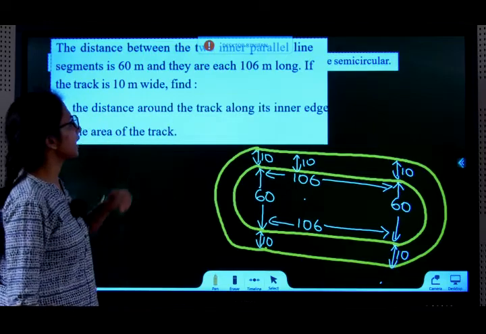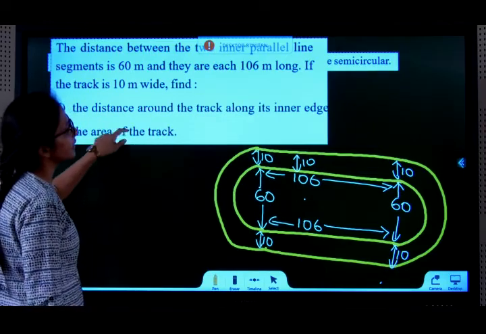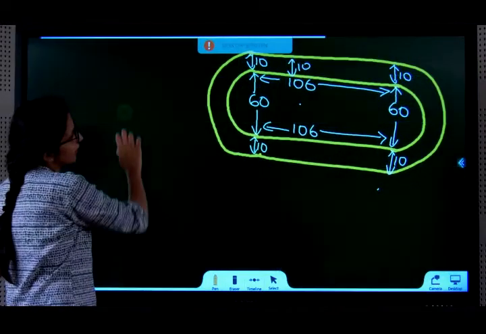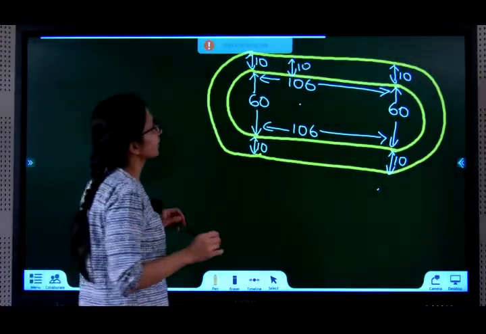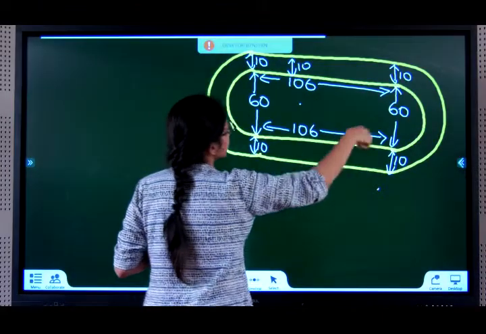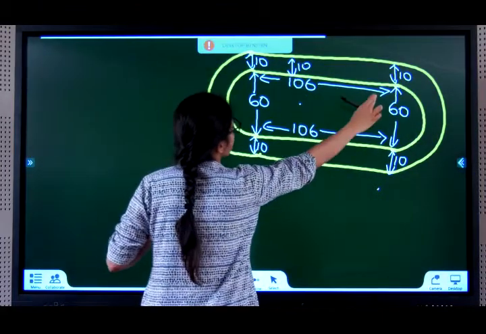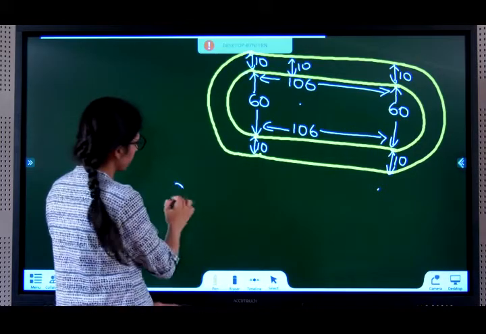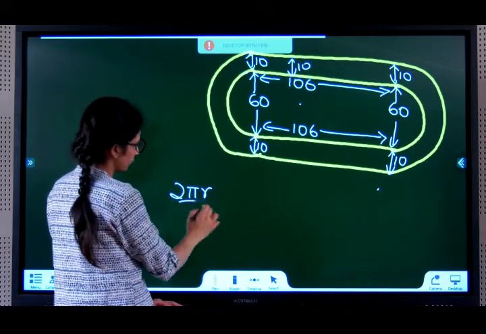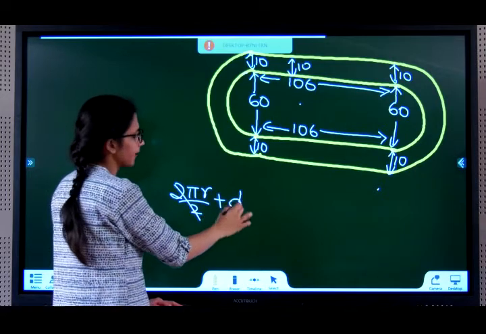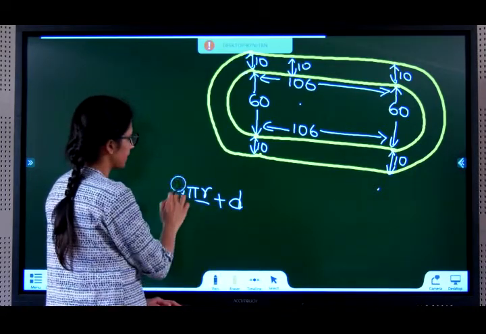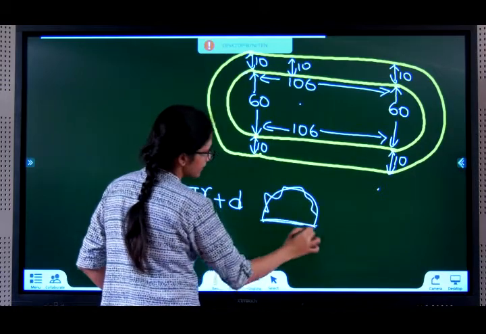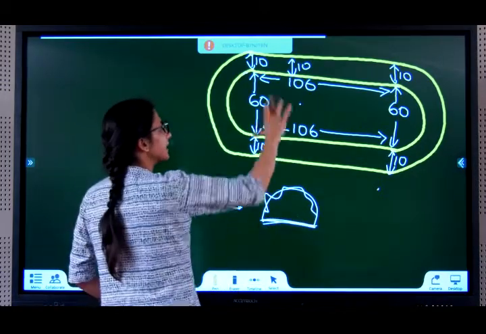Find the distance around the track along its inner edge and then find the area of the track. Distance around the track along its inner edge is, I want only this portion. So it's 106 plus, what is this? Semicircle. So should I apply the formula 2 pi r by 2 or pi r plus d? Should I apply pi r plus d? Perimeter of semicircle was pi r plus d. But here d is not included.